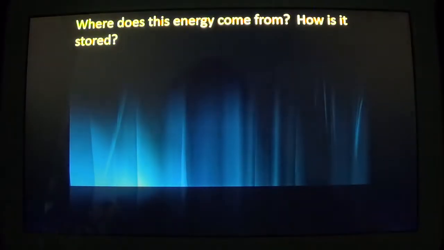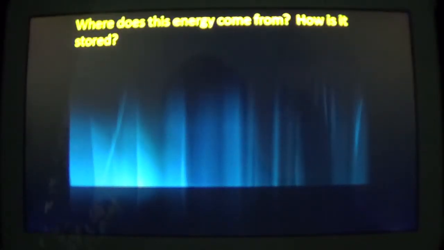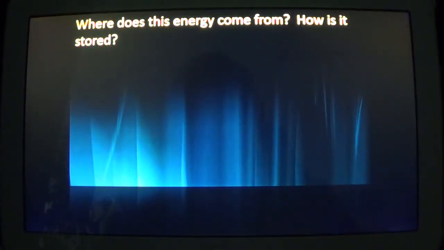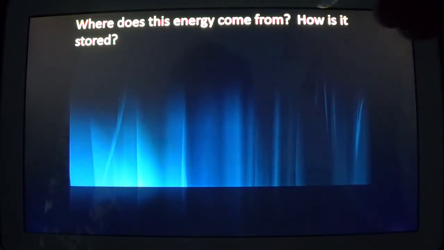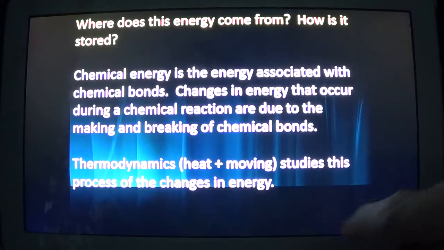Have you ever really wondered where this energy comes from? If we say the gasoline I put into my car gives my car energy, what part of the gasoline is giving my car the energy? So when we talk about that, we're actually wondering how is it stored? If we call it stored energy, where is it coming from? Well, let's take a look at some examples.